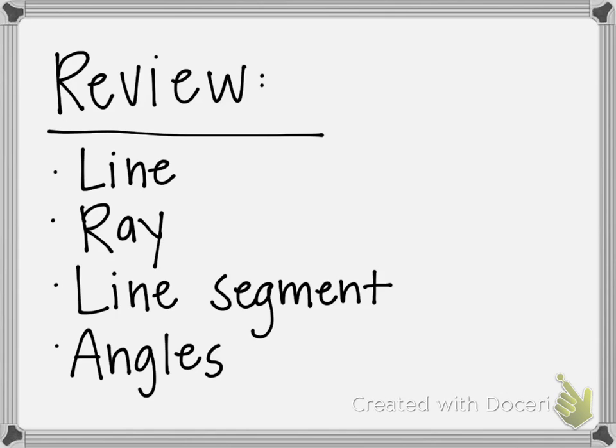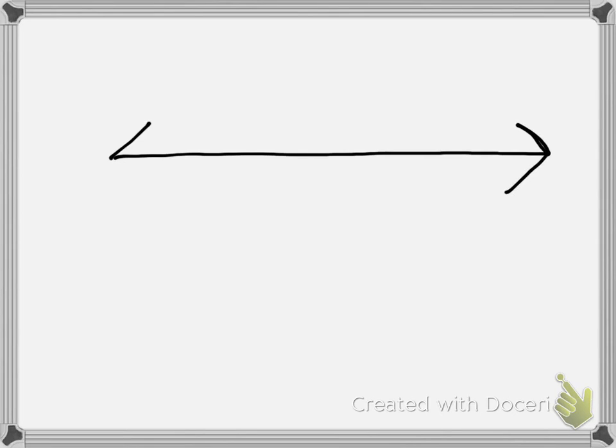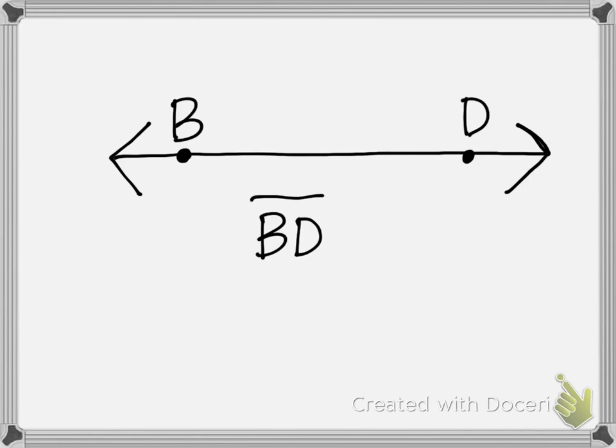So a line would look something like this. It goes on forever and ever in each direction. You can label your line with points, and I'm going to put them here, and I'm going to say B, D. So this would be called line BD. Perfect.